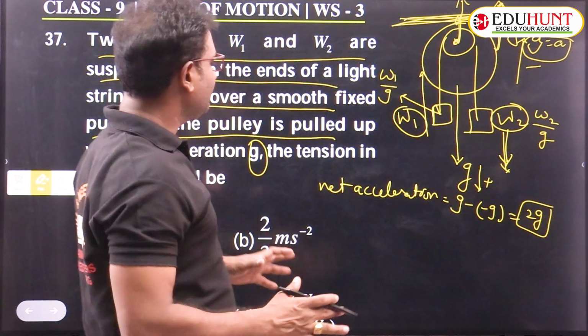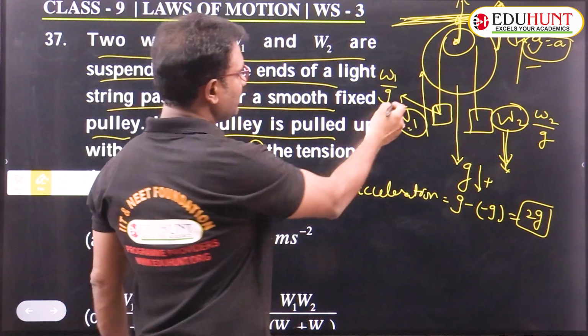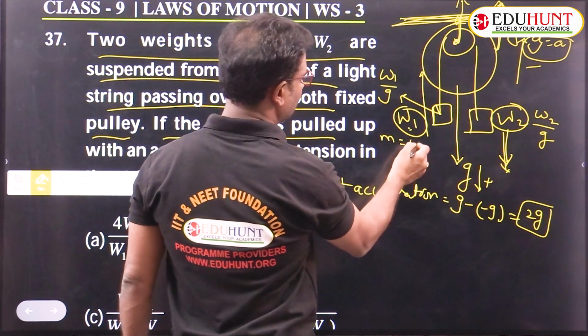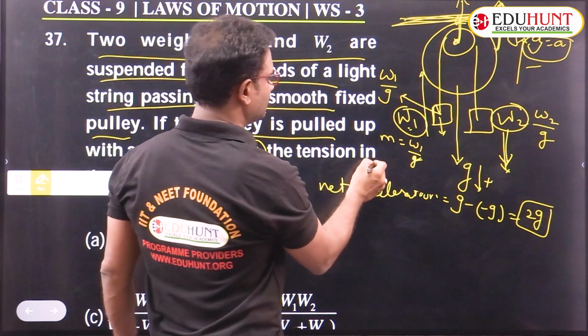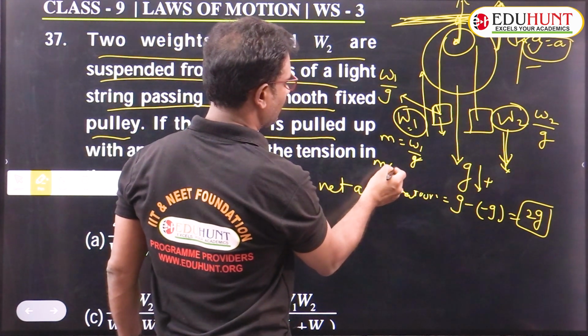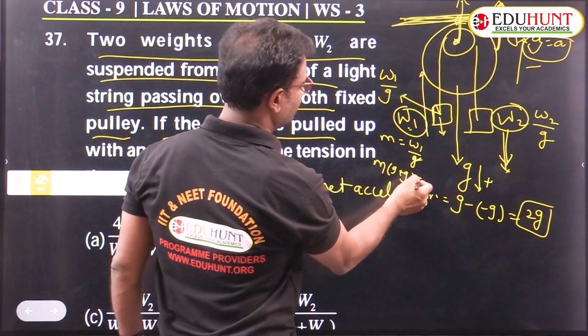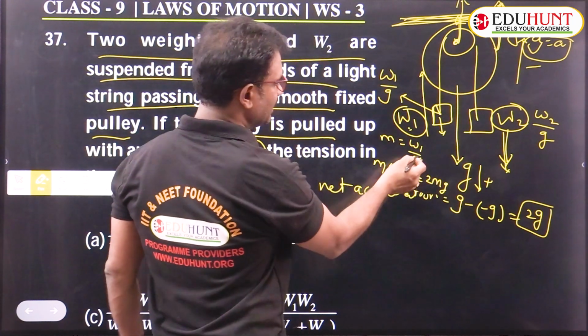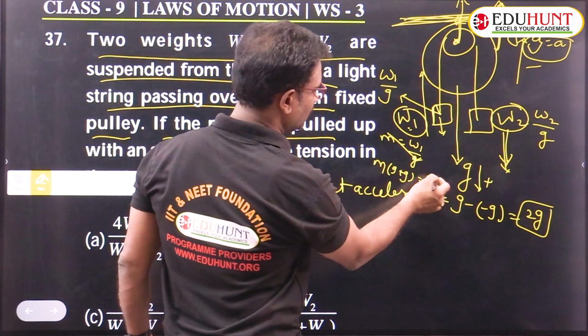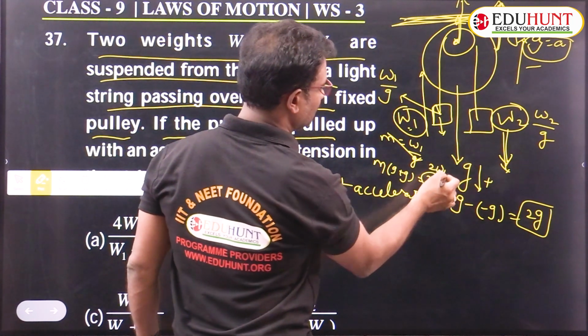Then what about the relative weights? Its mass is w1 by g. Its weight is nothing but m into g plus g, which is equal to 2mg. But of course, mg is nothing but w1, so it can be written as 2 times w1.